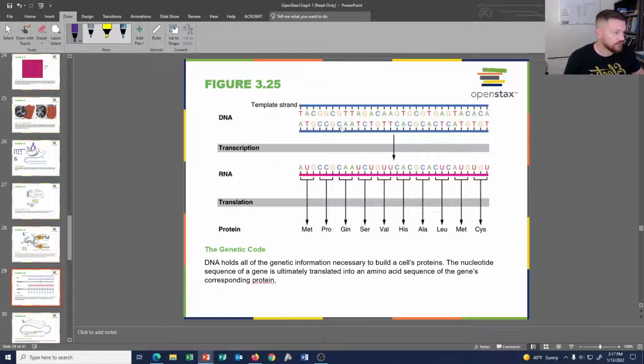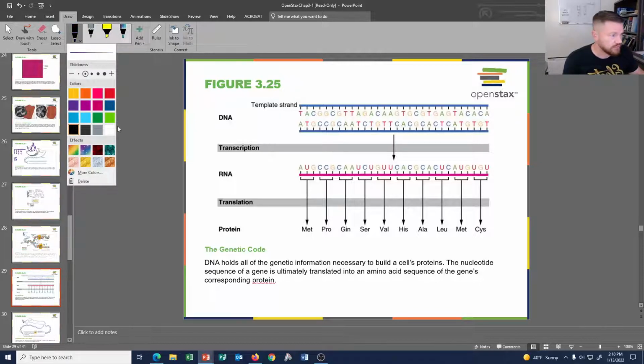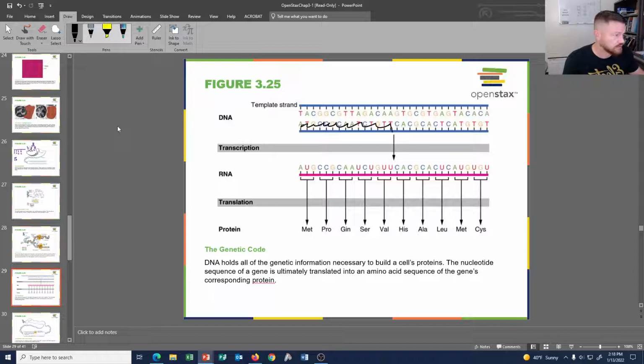So what they're showing you here is a strand of DNA, and they're telling you that this top strand is the template strand. So turn your brain off from replication. We're not doing replication anymore. What we want to do now is build a protein. So inside your nucleus, you would have a template strand of DNA, and they're telling you here that the top strand is the template strand. So for right now, you can just disregard this other strand of DNA.